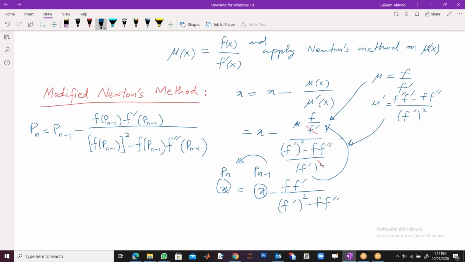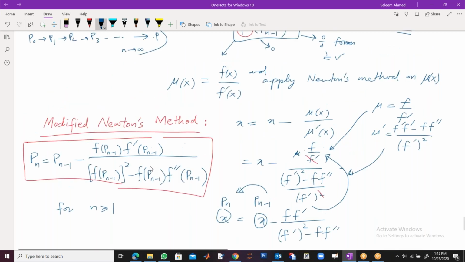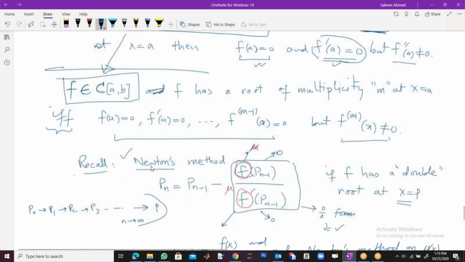So whenever you have a root with multiplicity 2, or a double root, you can use this method, which is called modified Newton's method. Okay. So this is the extension, you can say, of Newton's method. So this gives you the faster convergence. Both will give you the answer. I'm not saying that the Newton method will not give you the answer.